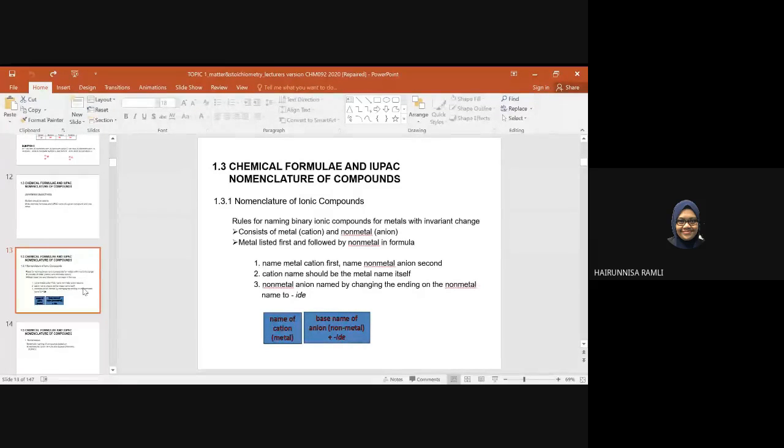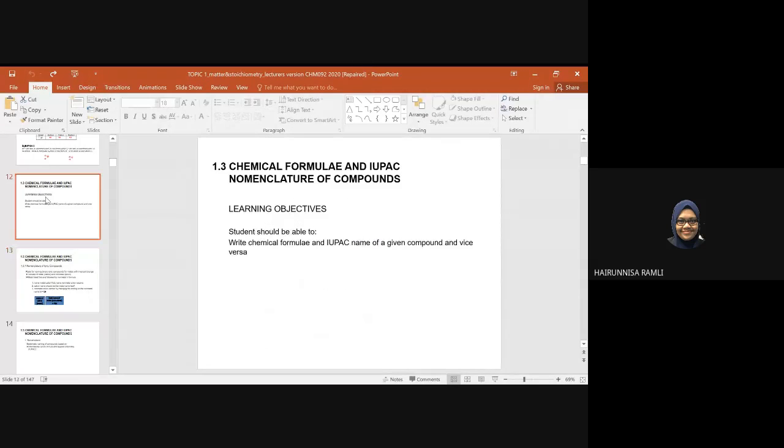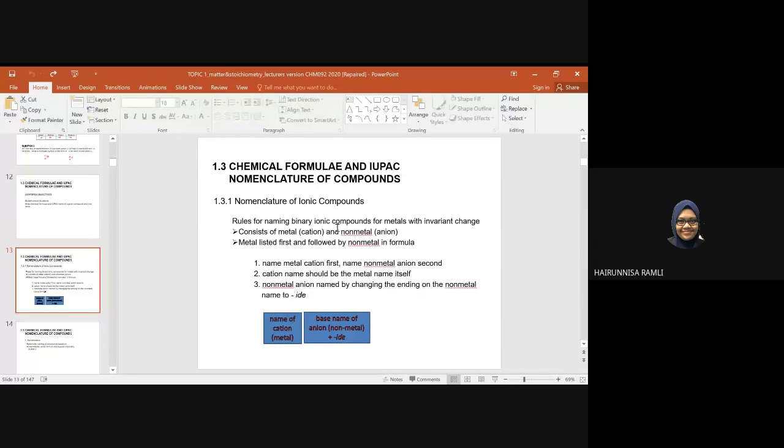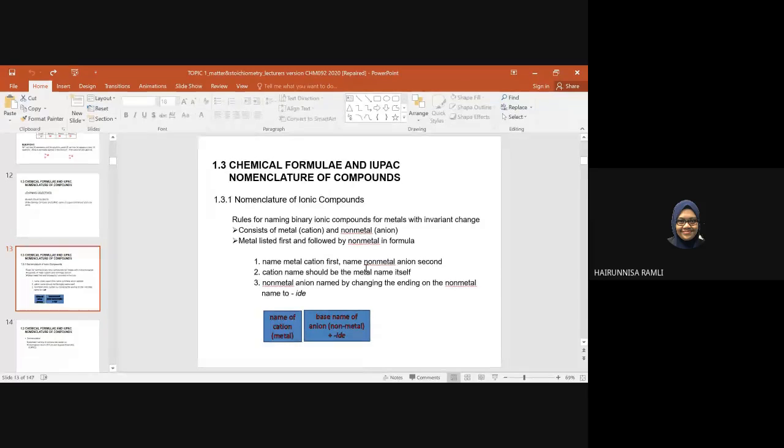So basically 1.3 you will learn how to write chemical formula and IUPAC name, nama yang ikut systematic naming eh, untuk compound. Okay, so we have ionic compound and covalent compound. So dia ada rules je eh. You have to follow the rules to name the compound. Okay, so very basic is when you have binary ionic compound. You know what the meaning by binary?